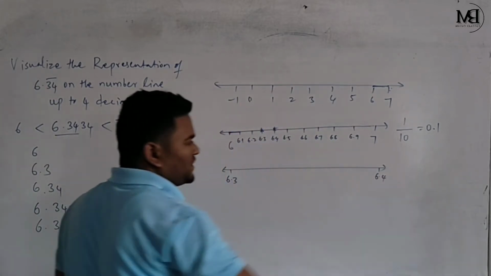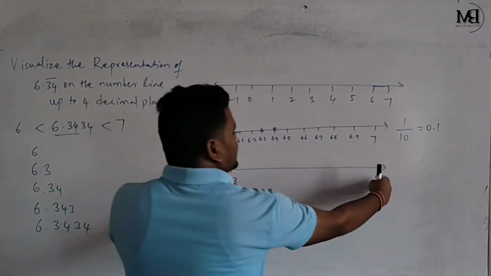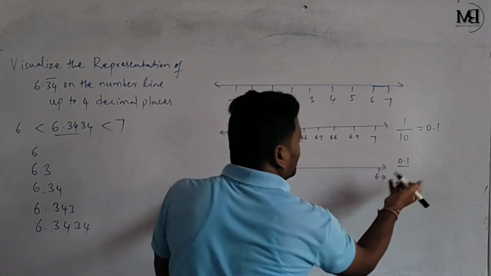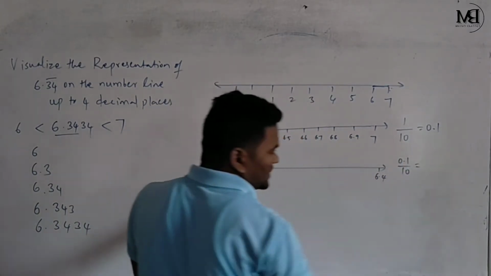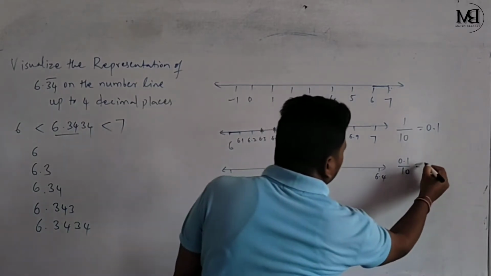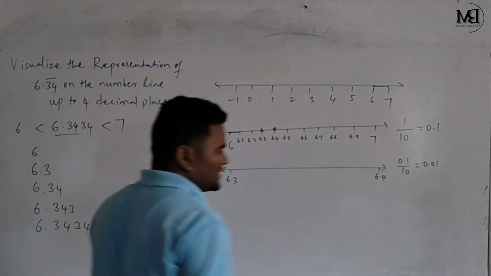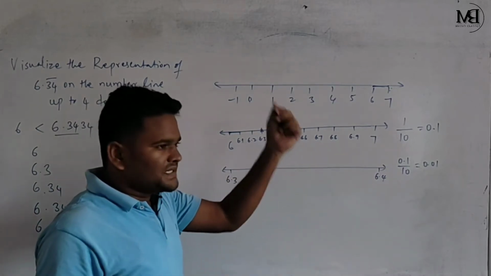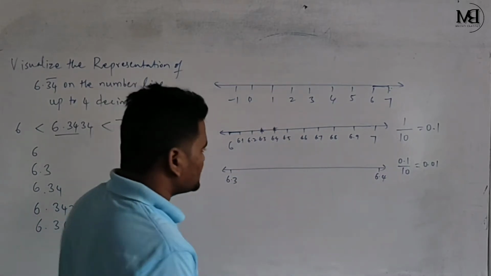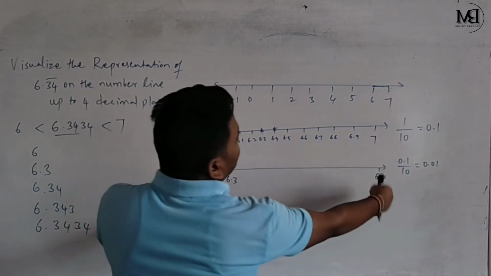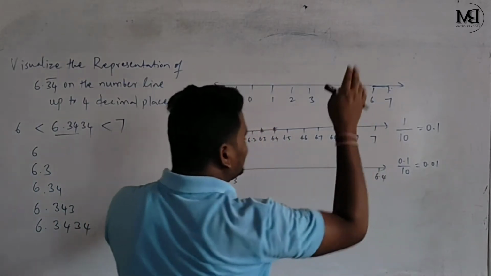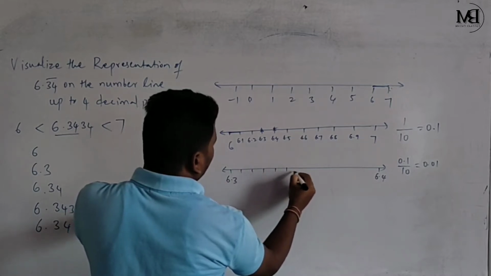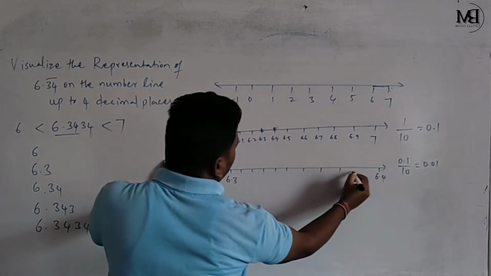This is 0.1 unit, my dear children, and this 0.1 unit I am going to divide into 10 parts, so that each part I am going to get 0.01 units. Firstly, let me divide this 0.1 into 10 parts. 1, 2, 3, 4, 5, 6, 7, 8, 9.